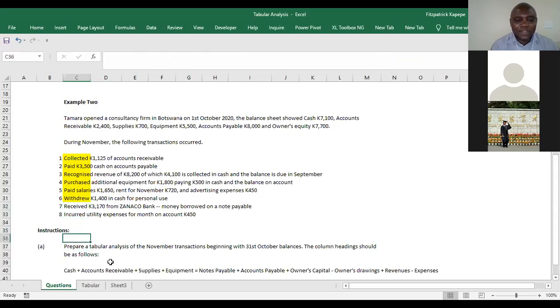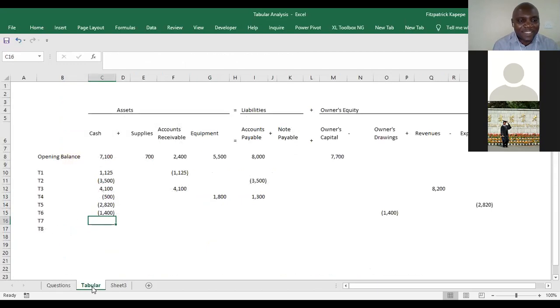Let me go read your one. You take a loan, they give you cash, isn't it, Tamara? Yes. So the cash account will increase. But the loan account as well goes up, because you show now that you have a loan of 3,170. It will come there. But even here, under the loan note, you have 3,170.